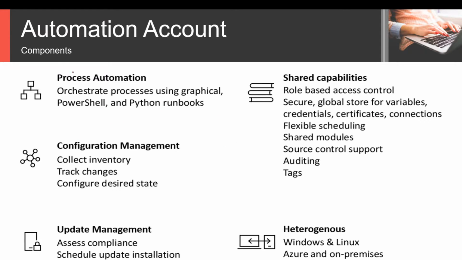There are various components which are related to an automation account. So you have process automation, in which you can orchestrate processes in three different ways. Either you can use a graphical way, in which you just drag and drop the runbook, and you create a drag and drop kind of a runbook. For example, if you want to run some scripts at a certain schedule, you can create those using this graphical option, or you can use PowerShell and Python.